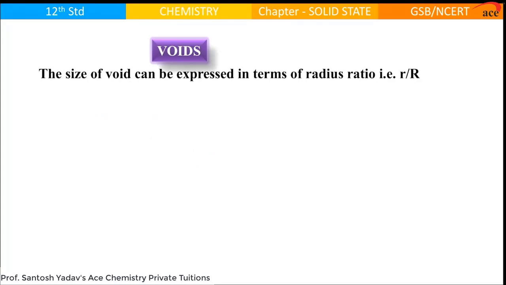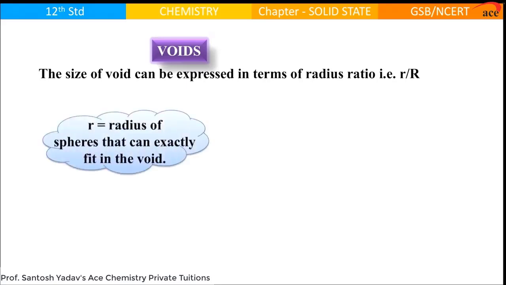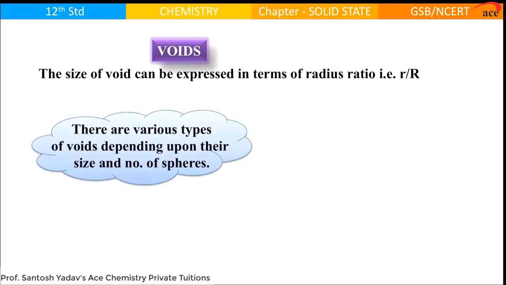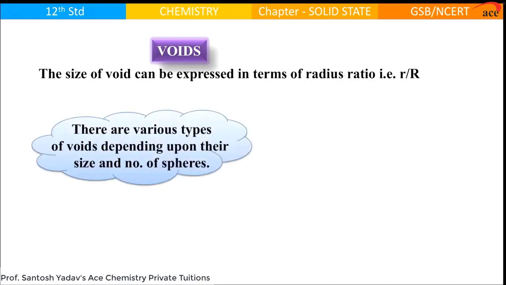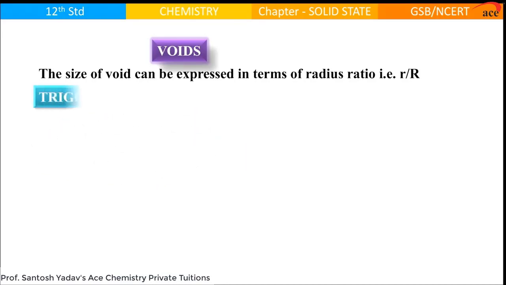Now, the size of the void can be best expressed by a term called radius ratio, where small r stands for the radius of a sphere that will exactly fit into the void. Capital R is the radius of the surrounding sphere which makes up that void. Now, there are various types of voids depending upon their size and number of spheres.